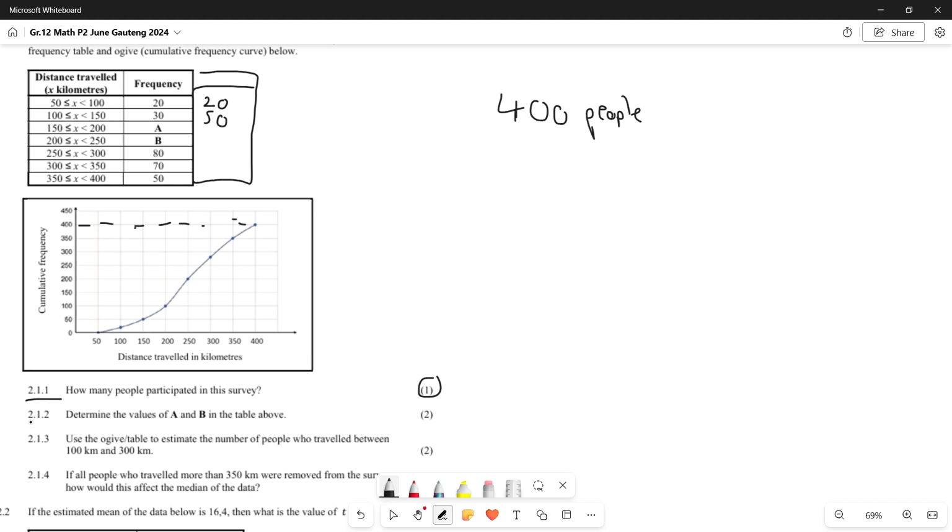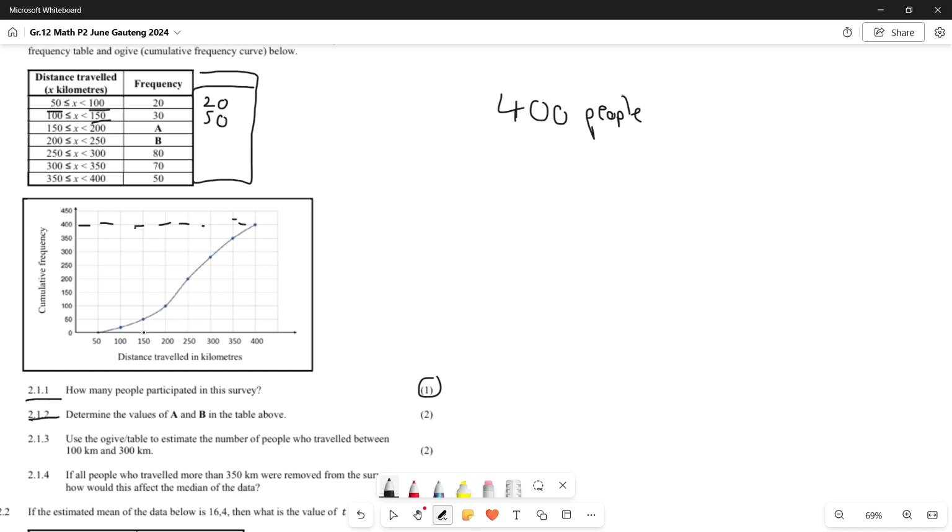Then 2.1.2 says, determine the values of A and B in the table above. What we can do here is map the information on the graph to the information from our table. One thing for Ogives is that when we're plotting it, in another test, we'd plot the anchor point, the lowest boundary point, at 0, just like they've done here. So 50 and 0 will be our first value. From there, we plot the upper point with the cumulative frequency, which means that at 100, we plot 20. As we go to 150, the next upper point for our table range from 100 to 150, we have 50 for our cumulative frequency.